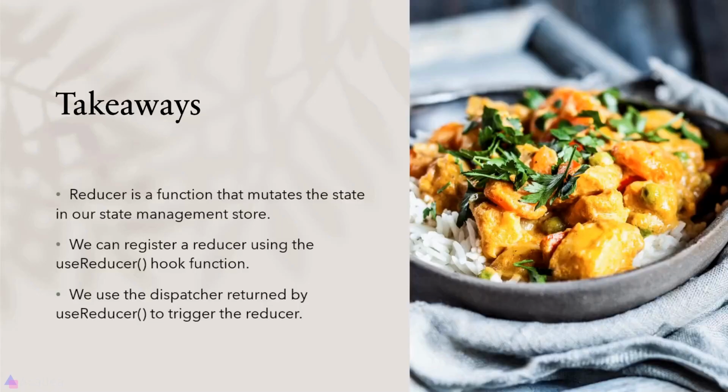Alright, key takeaways for this lesson. Reducer is a function that mutates a state in our state management store. We can register a reducer using the useReducer hook function. We use the dispatcher function returned by the useReducer hook to trigger the reducer. That's it for now, and I'll see you again in the next video.